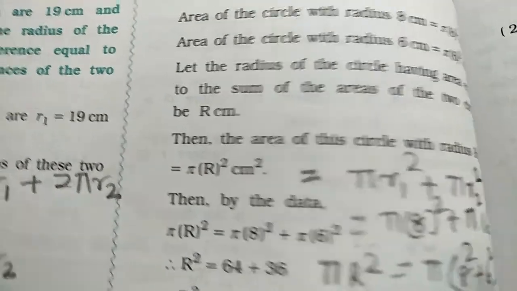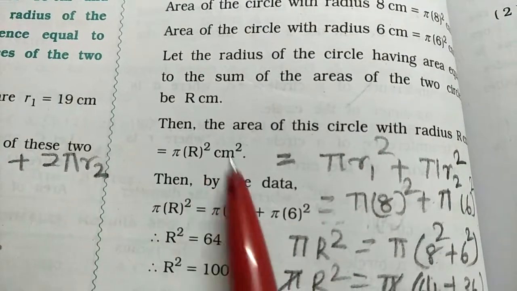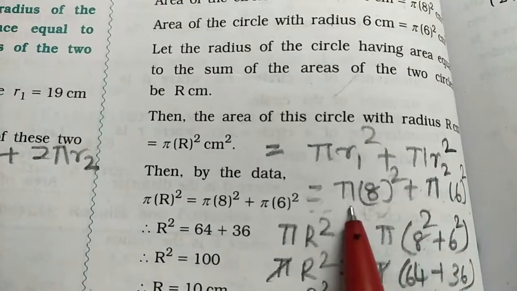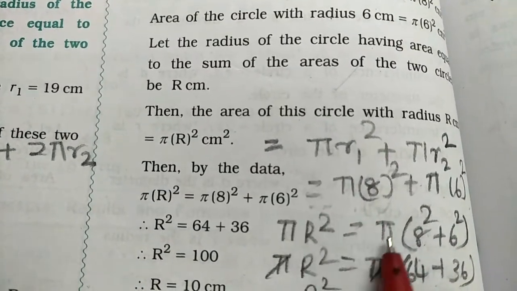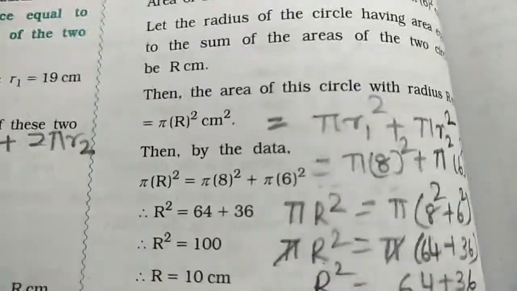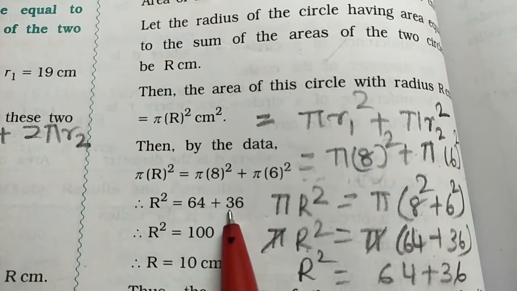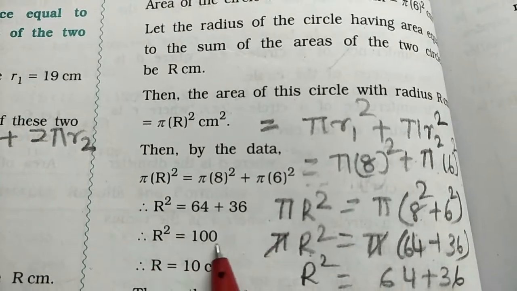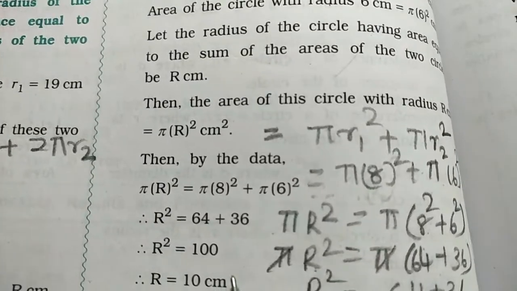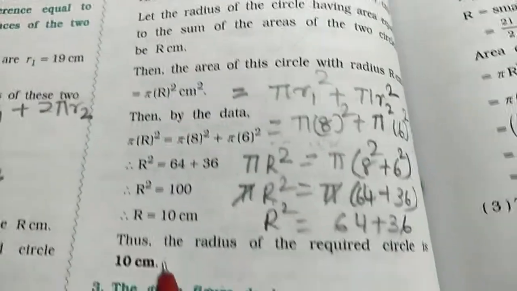Okay, so this is capital R square. Here you have to put 8, here you have to put the value 6, and take out pi common. Once you take out pi common, this pi and this pi will get cancelled. So R square is equal to 64 plus 36. So R square is equal to 100, so R is equal to 10 centimeter. So the radius of the circle whose area is the sum of the areas will be 10 centimeter.